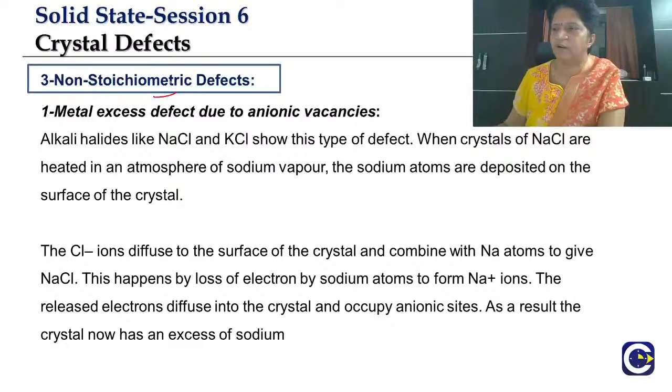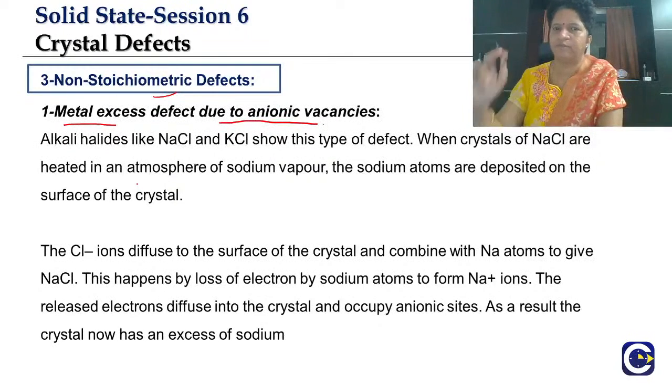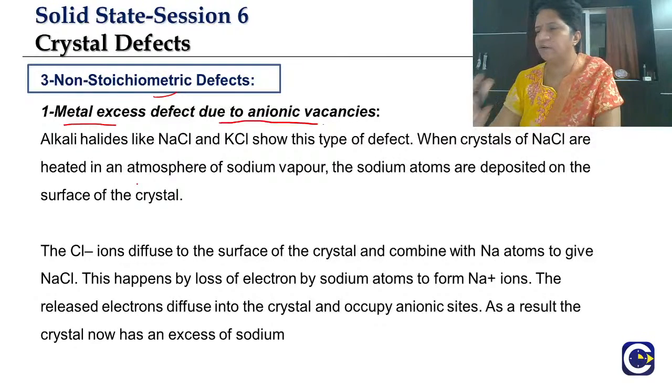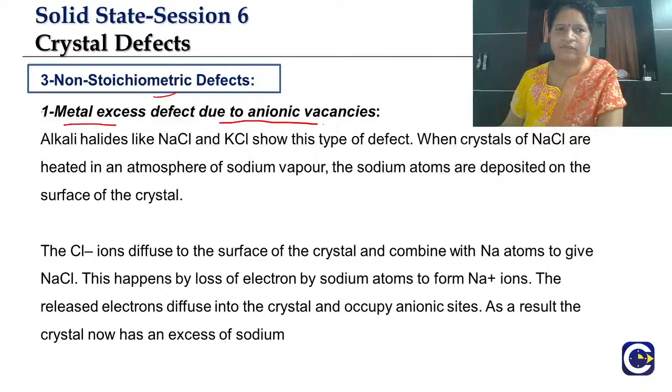Non-stoichiometric defects formula will not be retained. Metal excess defect due to anionic vacancies. What do we understand from here? If any of the anion is missing, we have excess of cations. Then we call it as metal excess defect.